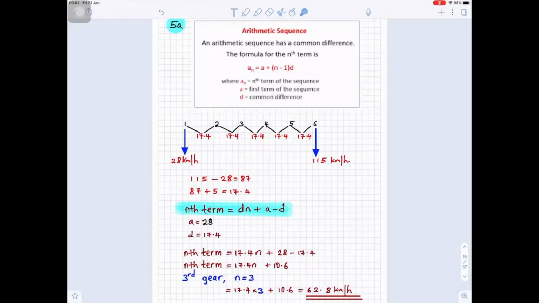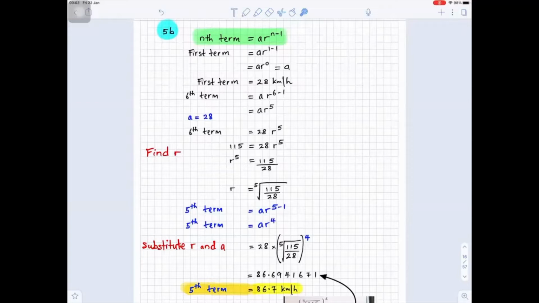Now for the third gear, n is 3. So we substitute n is 3 in there. So 17.4 times 3 plus 10.6. That gives us 62.8 kilometers per hour. And that is for the third gear. For part 5B, the nth term is given by that formula at the top, a r to the n minus 1. For the first term, n is 1, so a r to the 1 minus 1. 1 minus 1 is 0. So r to the power 0 is 1. So it's a. So the first term is 28 kilometers per hour.